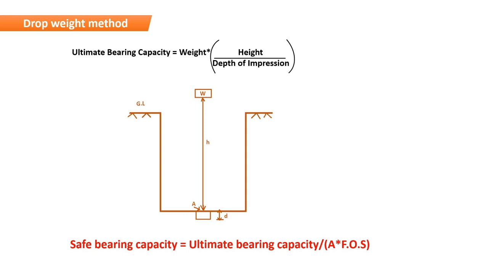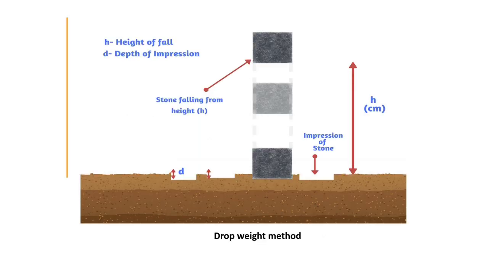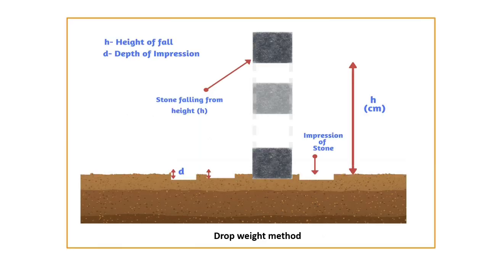So this is the large image of the test which I was talking about. H is the height of fall, D is the depth of impression, this is the stone, Q, and this is the height. So weight multiplied by height divided by impression.